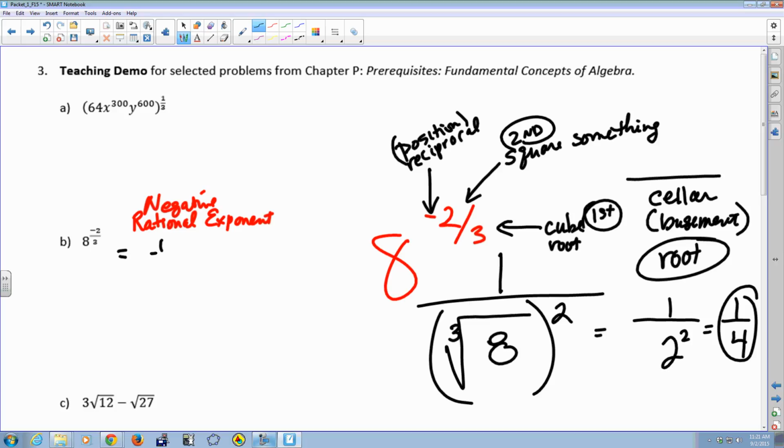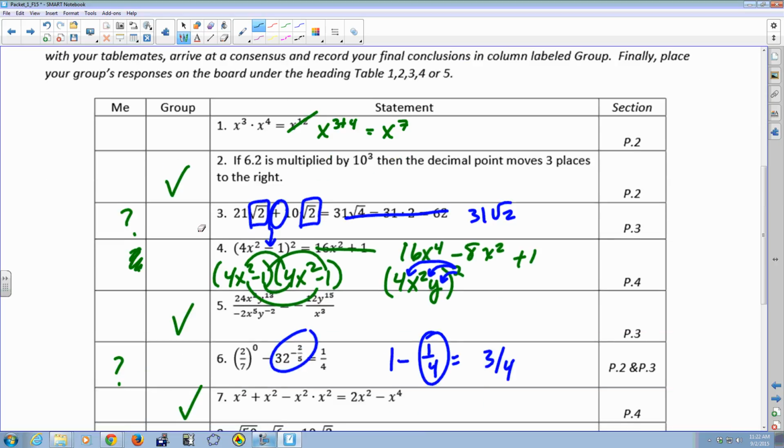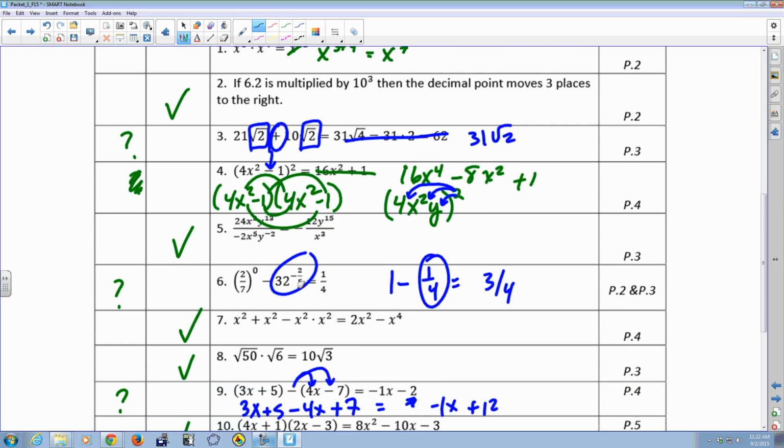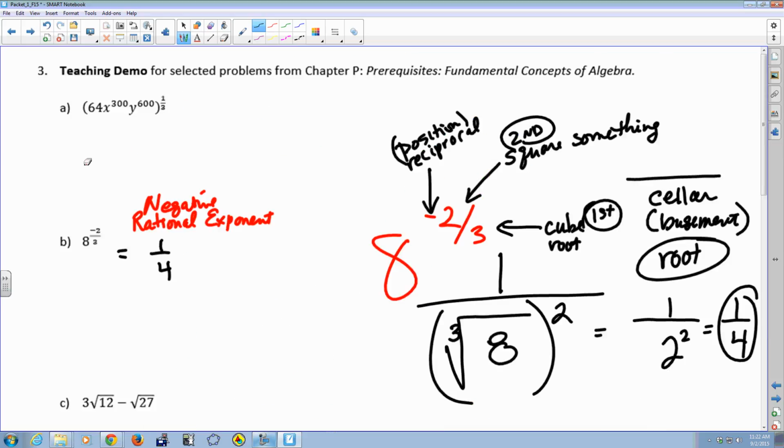Okay. Questions on any part of that, because you will see this for homework. Any questions on any piece of that? Okay, so if we go back to the preview exercises and we look at this one, 32 to the negative 2/5, you take the 5th root of 32, which is also 2, you square it, which is 4, and it becomes 1/4. So 1 take away 1/4 is 3/4. I think there was just one group that didn't get to that.